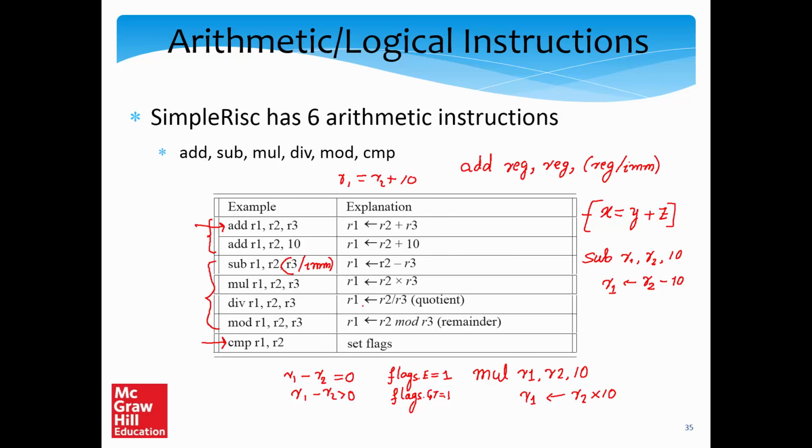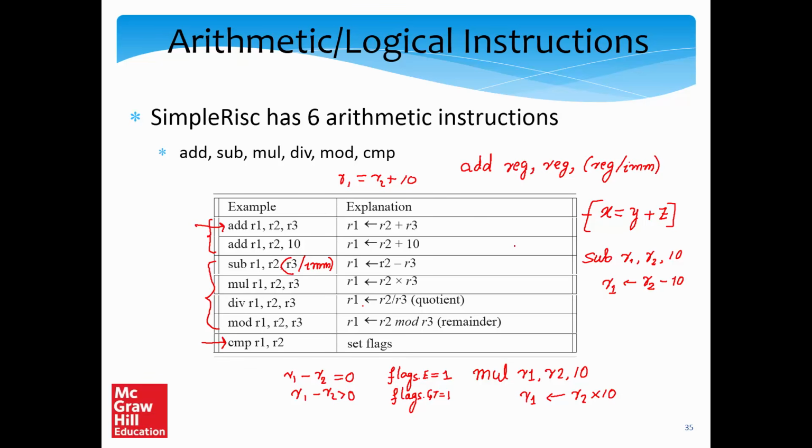Similarly, if R1 minus R2 is less than 0, then both the equality flag and the greater than flag will be set to 0. So we can infer a less than condition. It is important to note that in SimpleRisc, the only instruction that sets the flags is the compare instruction, and the flags remain in their state till the next compare instruction.